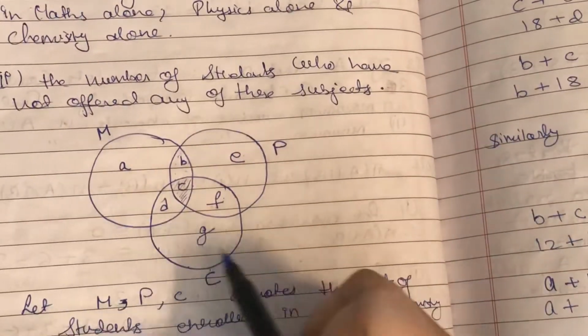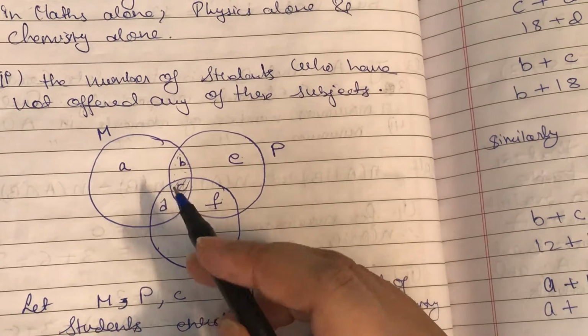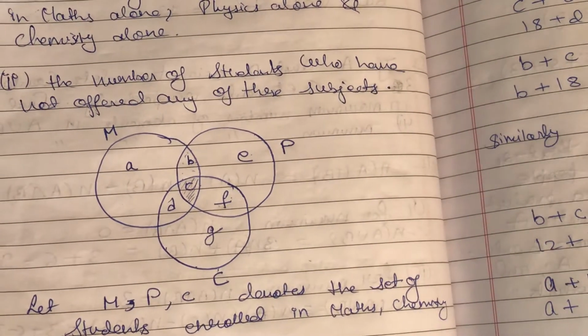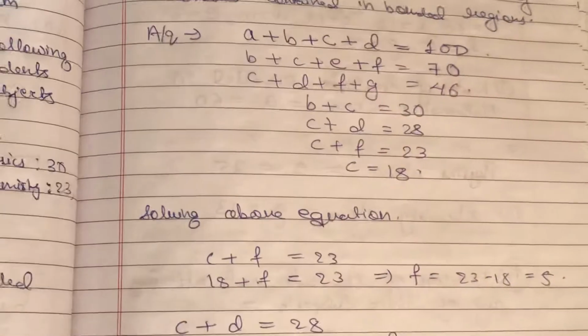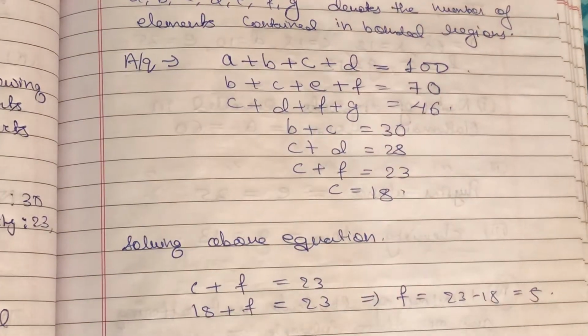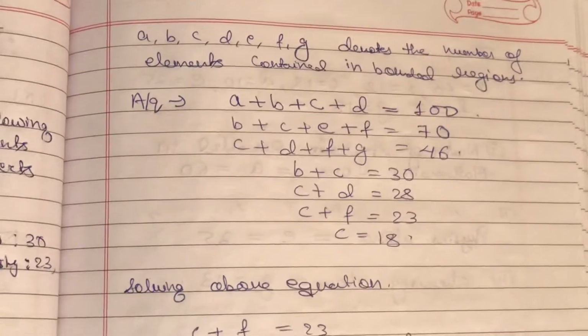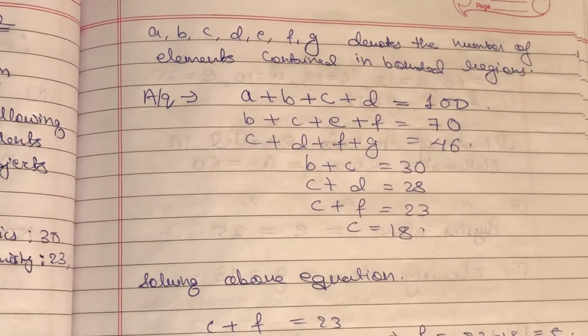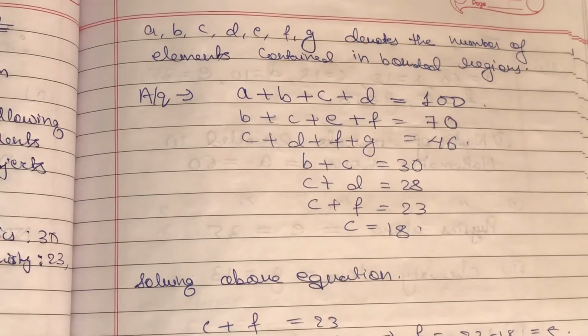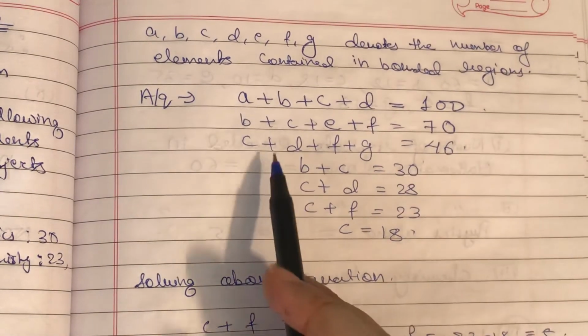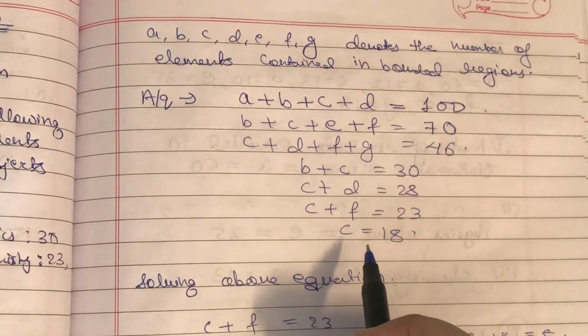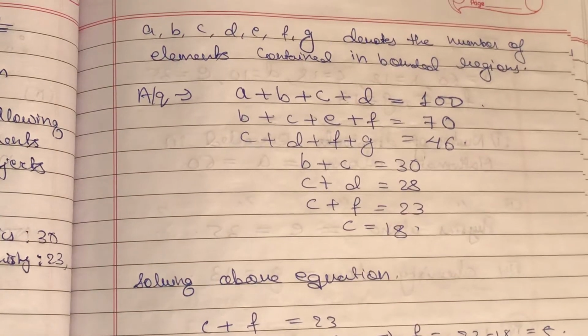So whatever I got from the Venn diagram, I have noted down in the form of equations. So here my equations are what I have got from the Venn diagram and the information given in the question. Now I'll solve all the above equations one by one.